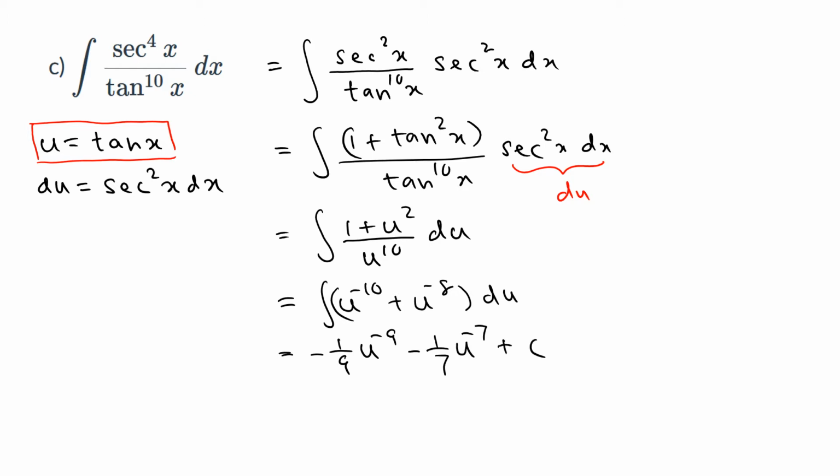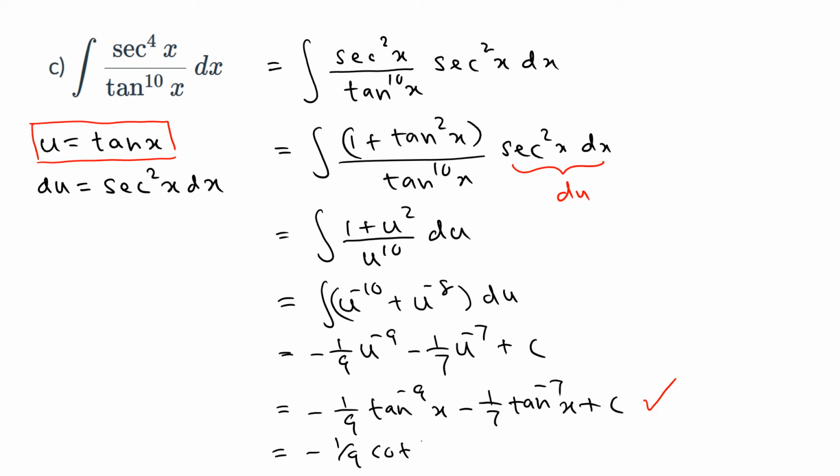What we can do is substitute for u equal tan x. So let's write this one as negative 1 over 9 tan^(-9) x minus 1 over 7 tan^(-7) x plus c. If you remember, this is a negative power. That means you can bring it down. You can also write this one as cotangent, but this is perfectly fine. But if you remember that, then you can also write this same solution as 1 over 9 cotangent^9 x minus 1 over 7 cotangent^7 x plus c.